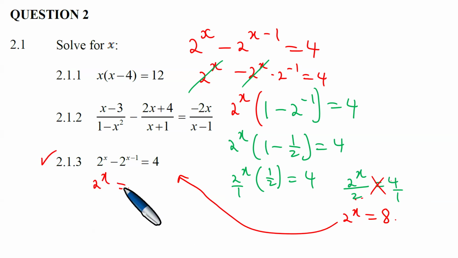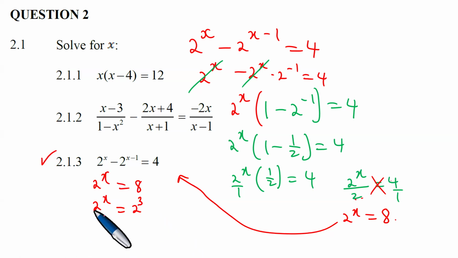Because if you have 2 to the power of x is equal to 8, then what does this become? We divide both sides by 2. Okay, we can imagine that. But what we do is we must make the bases the same, because the base is 2 here. So 8 can then be 2 to the power of 3. Well done.